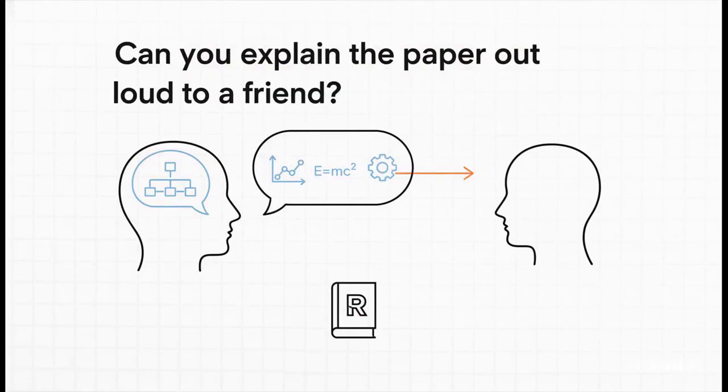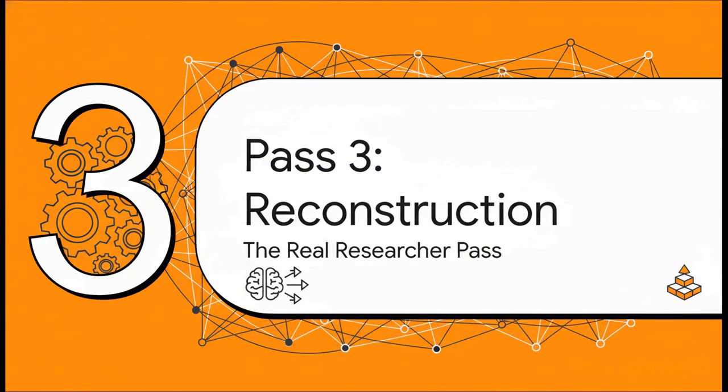Okay, time for the exit test for Pass 2. It's simple, but it's tough. Put the paper down, turn it over. No notes. Now, try to explain the paper's main argument and all its key supporting evidence out loud. Could you explain it to a friend? If you can't do it from memory, you don't really own it yet. Time to go back. So, if you've made it through Pass 2, you're ready for the final stage.